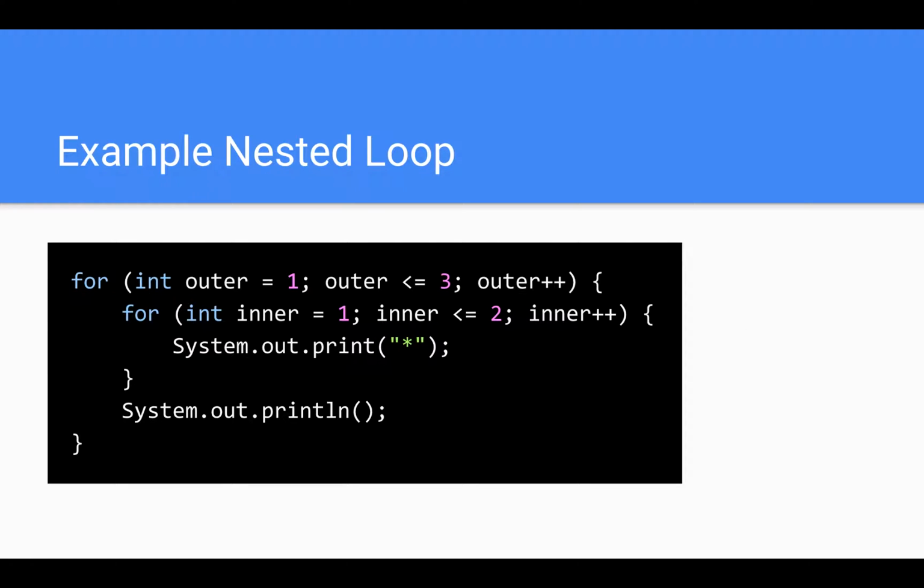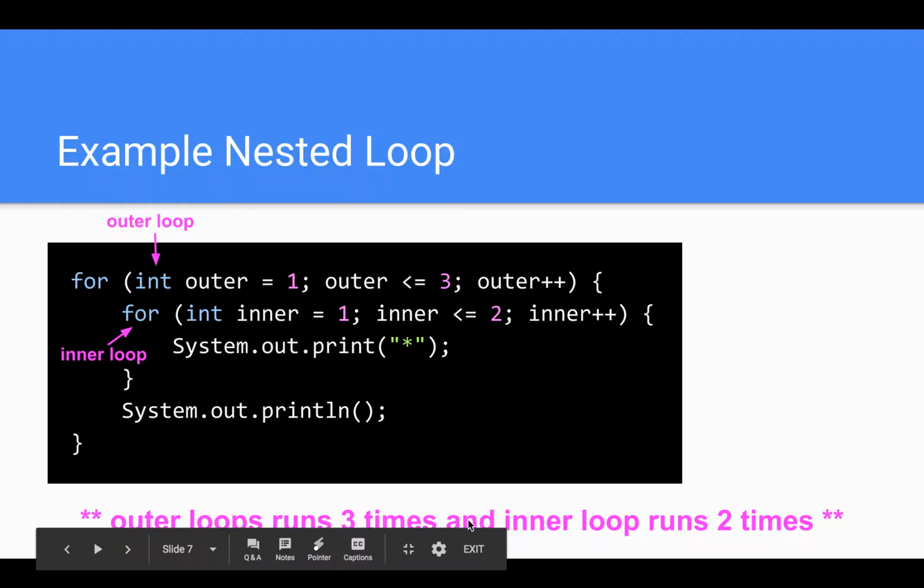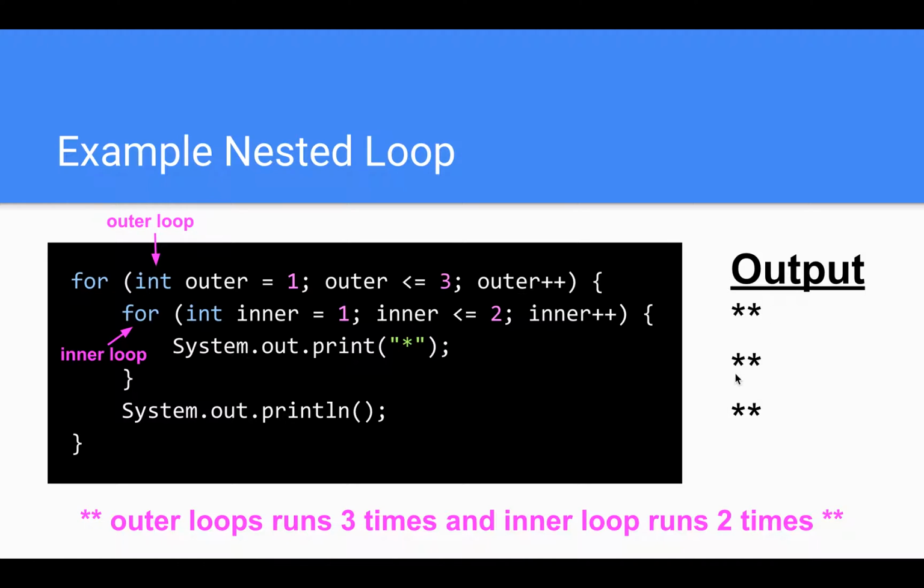Here's an example nested loop. This is the outer loop that goes from 1 to 3. This is the inner loop that goes from 1 to 2. The outer loop runs 3 times, and the inner loop runs 2 times. So the output would be here. So it's 3 rows of 2 stars each. You can tell that it goes to the next row with each run of the outer loop, because this println statement is outside of the inner loop, but inside of the outer loop.